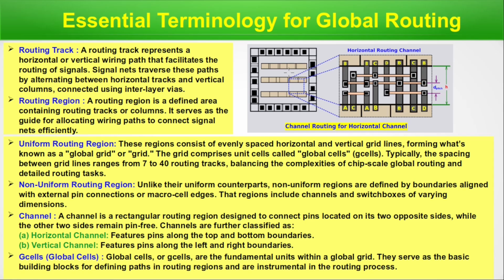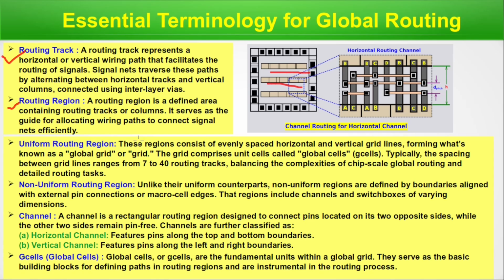This diagram shows a horizontal routing channel. If standard cells are there, this area is highlighted here, showing how it looks. Routing region: a routing region is a defined area containing routing tracks or columns. It serves as the guide for allocating wiring paths to connect signal nets efficiently. So, routing track and routing region.